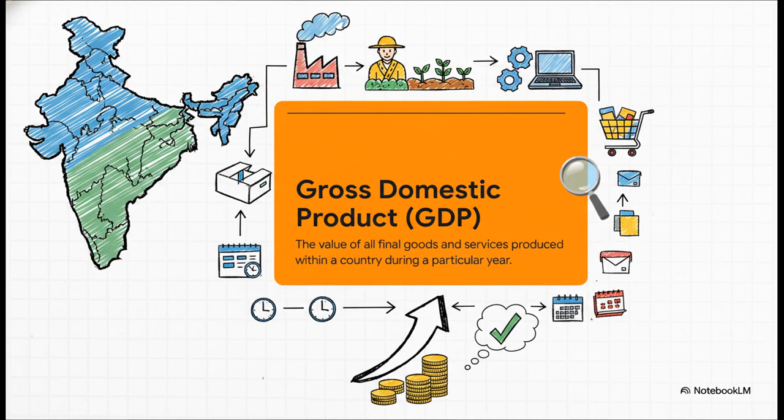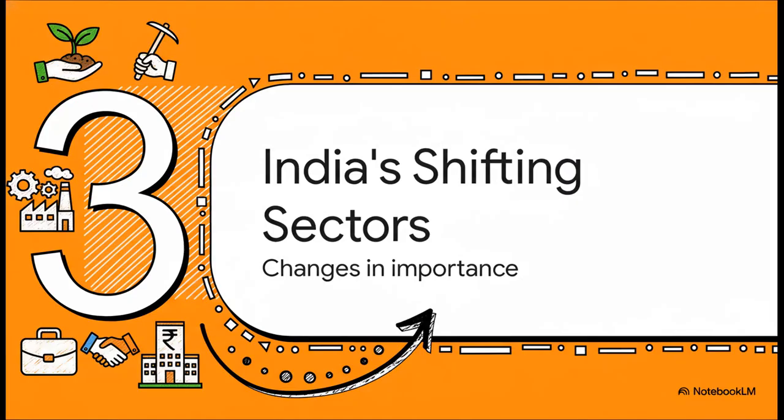And this brings us to a very, very important term, GDP, which stands for Gross Domestic Product. The definition is simple. It is the value of all final goods and services produced within a country in 1 year. GDP basically tells us how big a country's economy is. Please remember this definition.